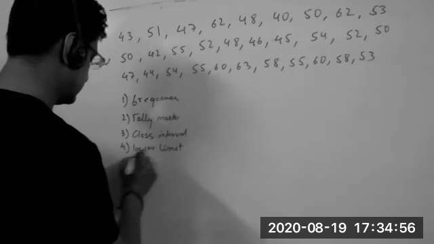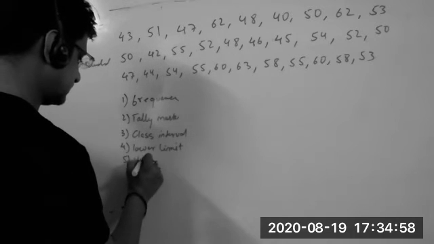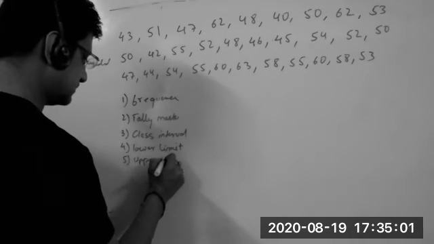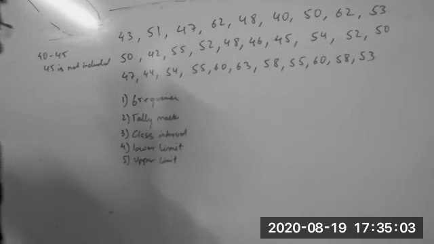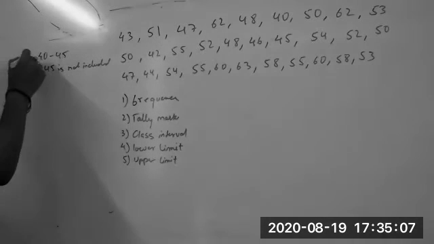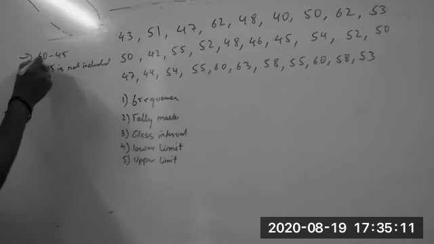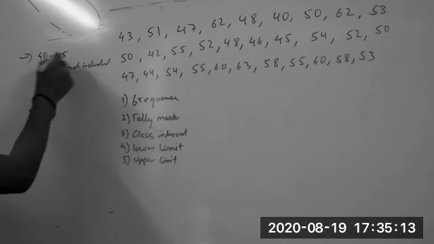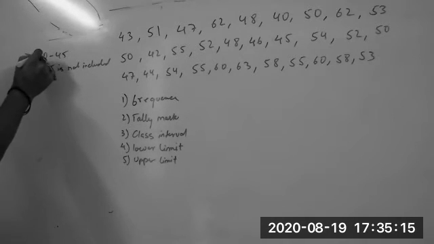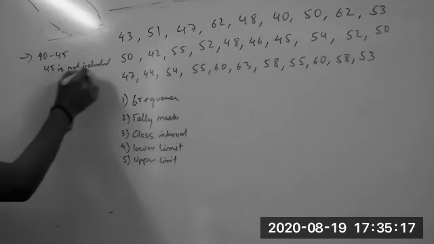Sir, instead of the class size being 5, can we take it as any other number? Yes, you can take it, but in the question it is given. This is part of the question. One of the class intervals is 40 to 45, and 45 is not included.